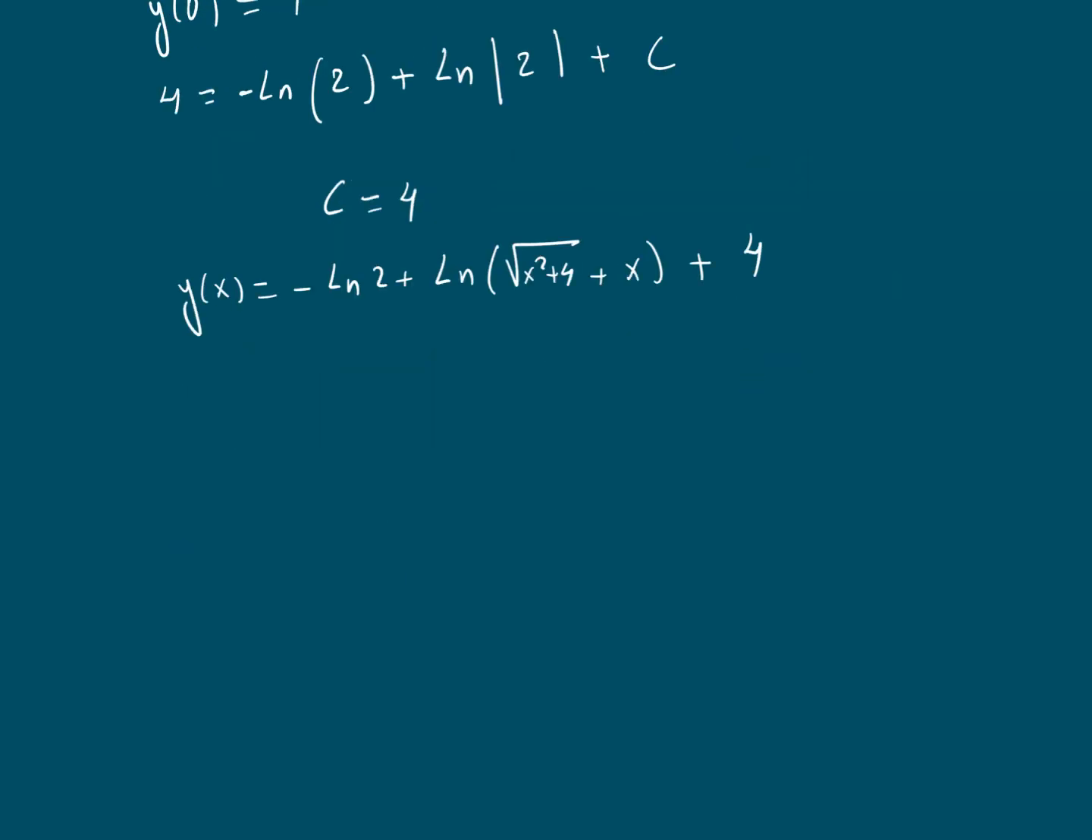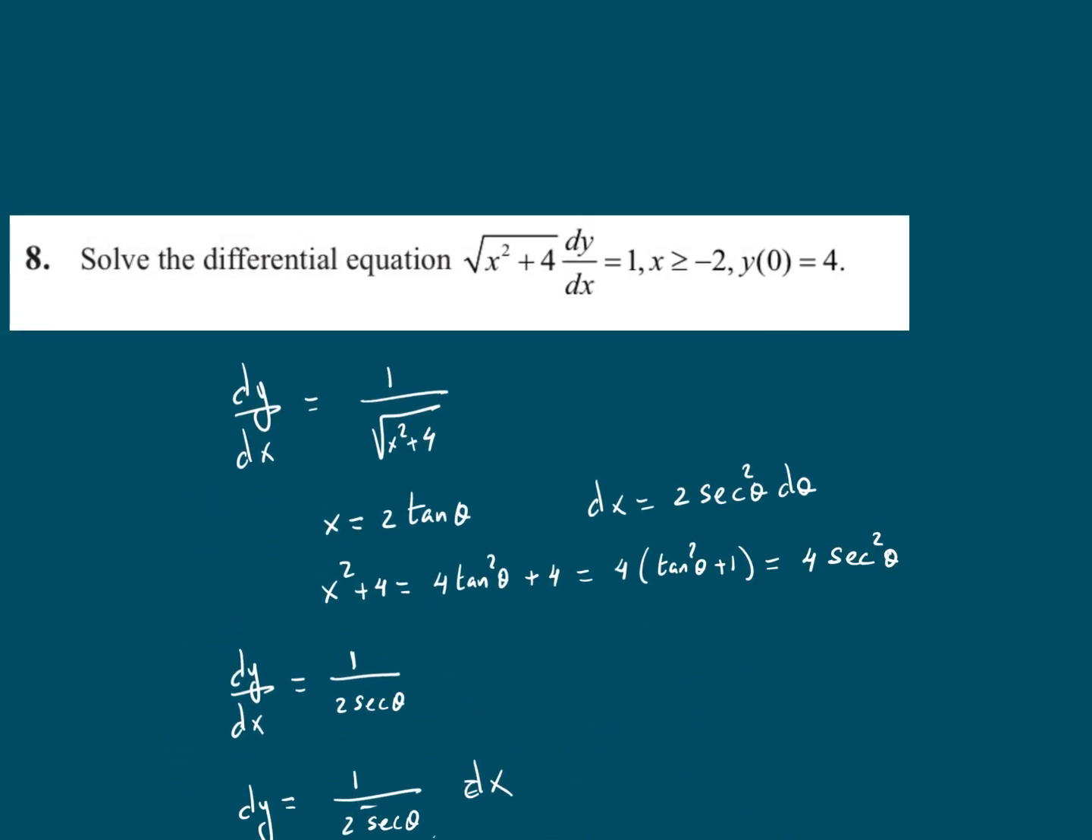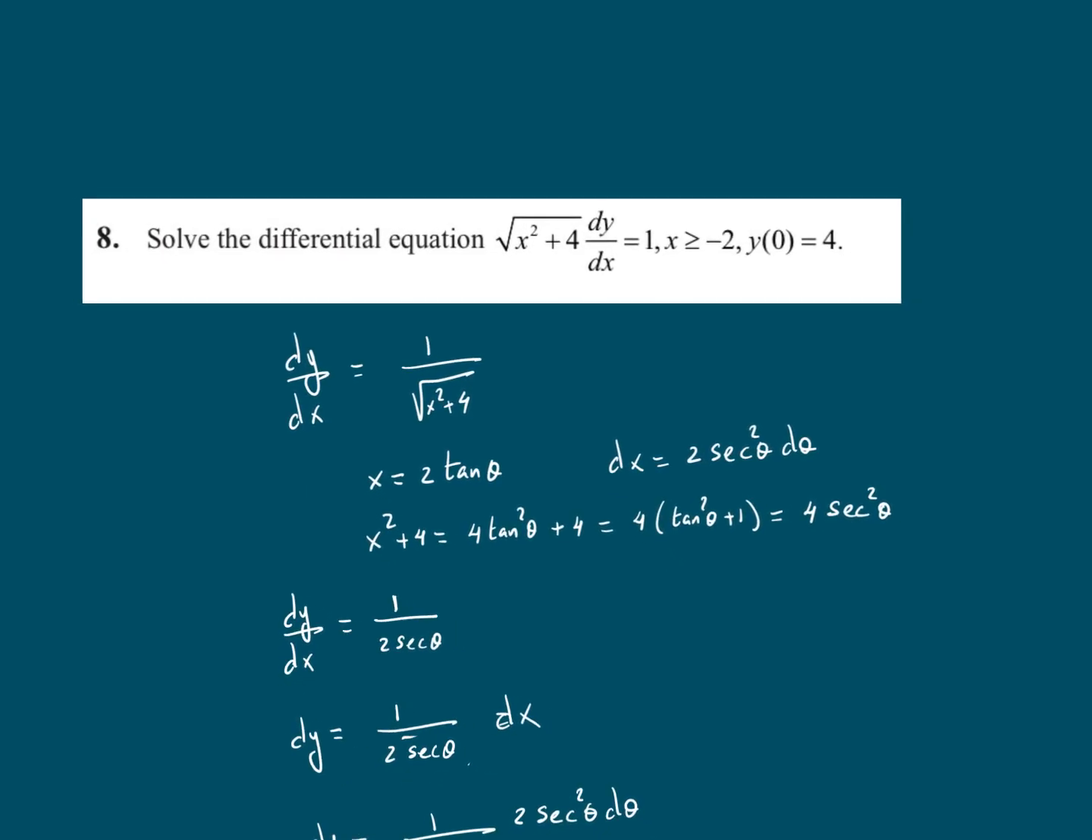Let's go to the next problem. The next problem says: solve the differential equation square root of x squared plus 4 multiplied by the derivative of y with respect to x equals 1. So the equation that they are asking us to solve is the derivative of y with respect to x equals 1 divided by the square root of x squared plus 4. If you pass dx to this side and you integrate both sides, you will have this integral.